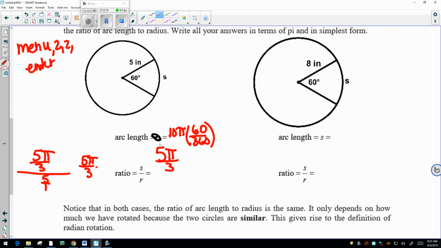Change to multiply. Change or flip your second fraction. So that allows us to multiply these through. The 5's reduce out. And notice what we're left with. We're left with the value of pi over 3.